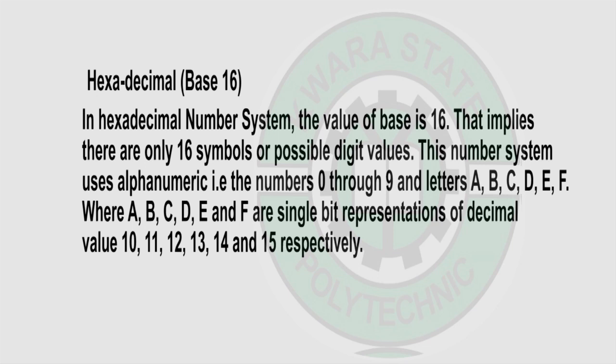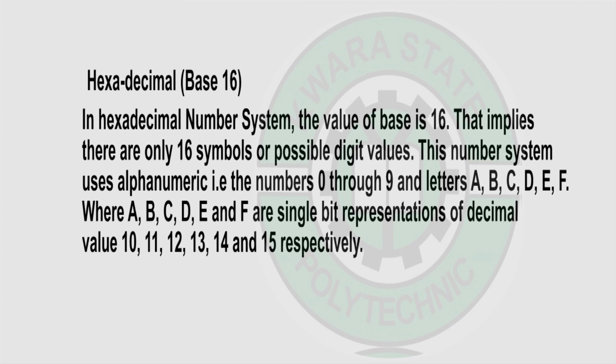For hexadecimal, in hexadecimal number system, the value of base is 16. That implies that there are only 16 symbols, as I've said earlier, or possible digit values. This number system uses alphanumeric, a combination of alphabet and numbers, but they are limited. That is the numbers 0 through 9 and letters A, B, C, D, E, and F, where the A, B, C, D, E, and F are single-digit representations of decimal values 10, 11, 12, 13, 14, and 15 respectively.